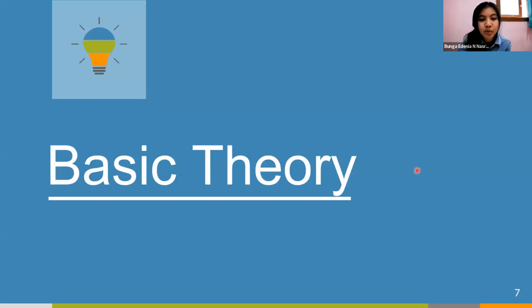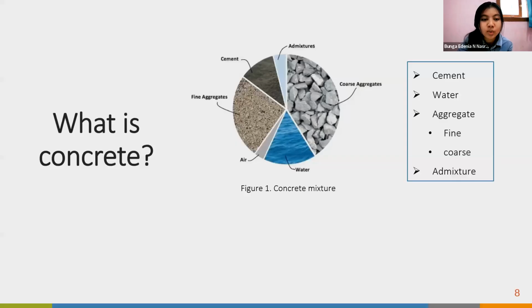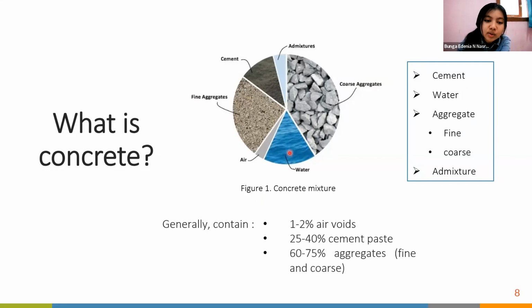And moving on to the basic theory that will support this research topic. So we need to know what concrete itself is. So concrete is a mixture of cement, usually Portland cement, and then water, aggregate, and admixture that form a solid mix. And as shown in figure 1, this is the illustration of concrete mixture. And usually it contains 1 until 2% of air voids, 25 until 40% of cement paste, and 60 until 75% of aggregates.